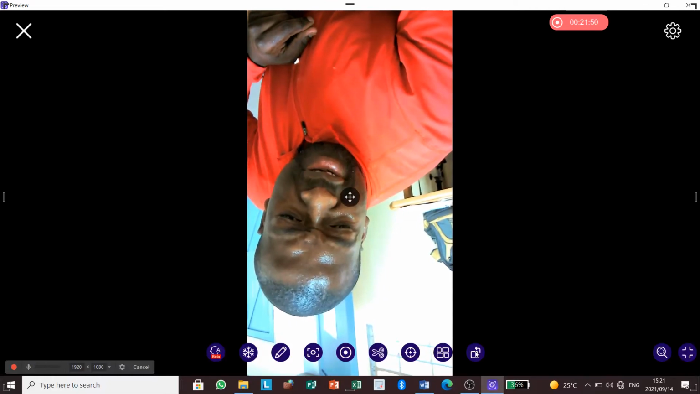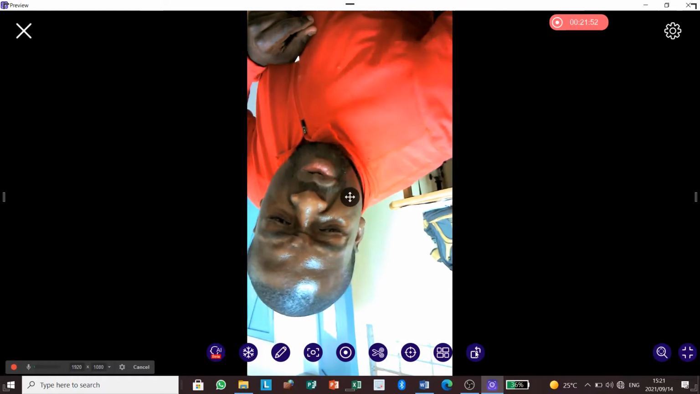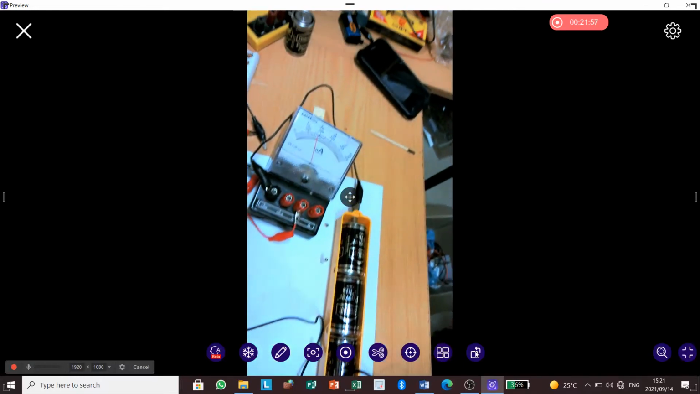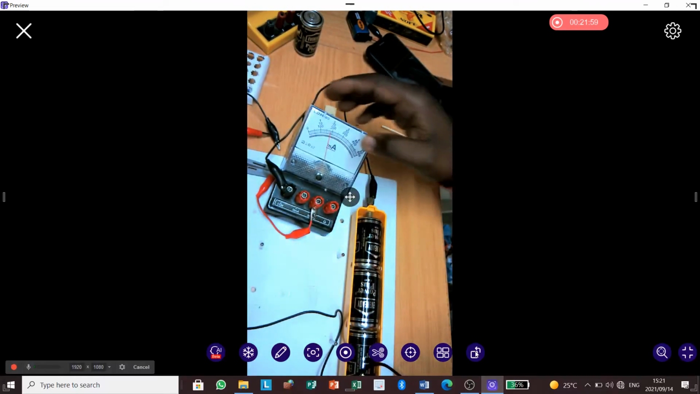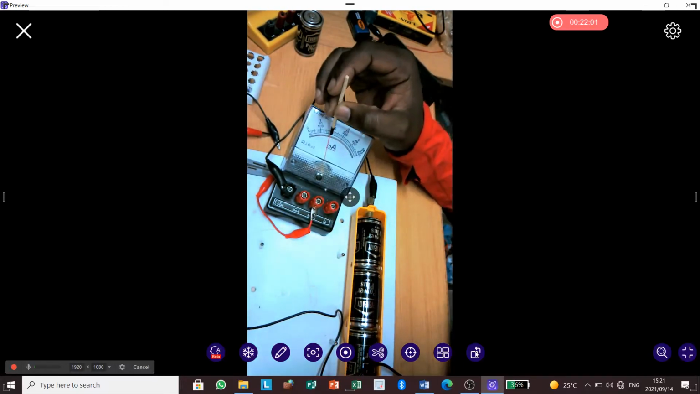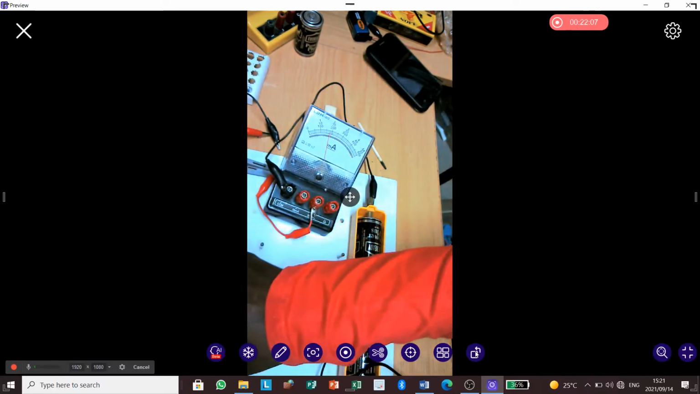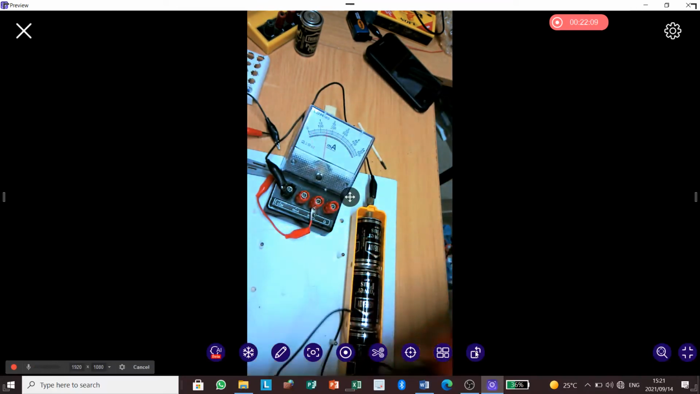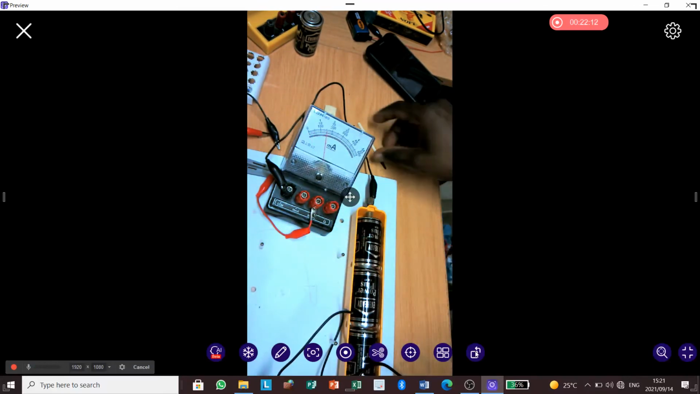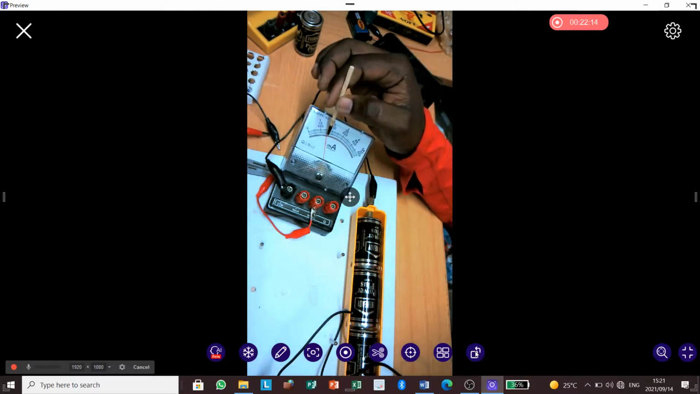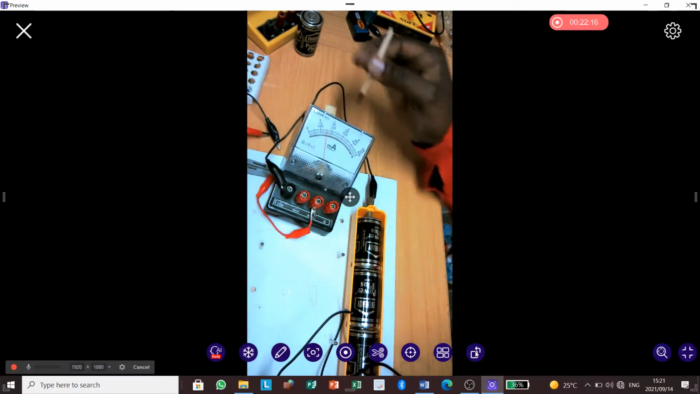What happened to the current? Initially, the current was 260. Let's look at our ammeter. So our ammeter says that my current is now 230 milliamperes. Now let's connect three light bulbs. What happens to current? We see that it went down.